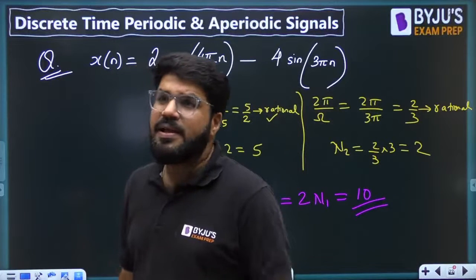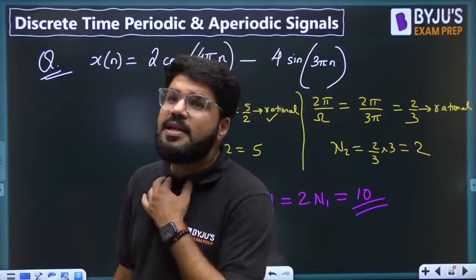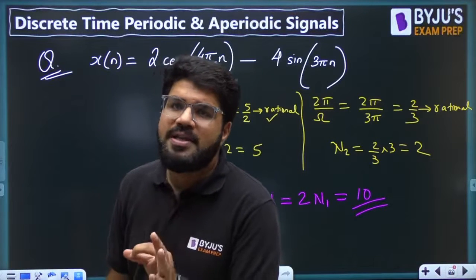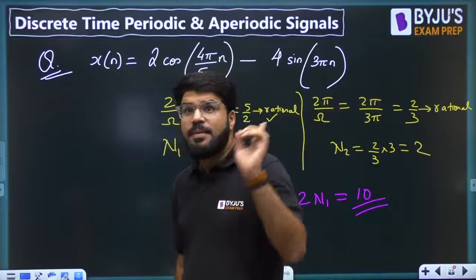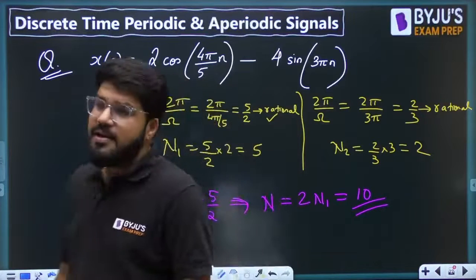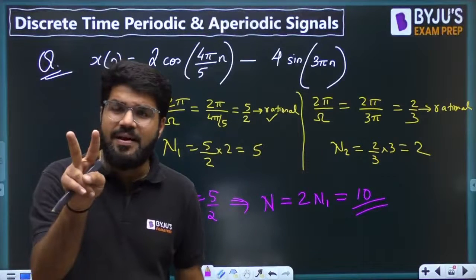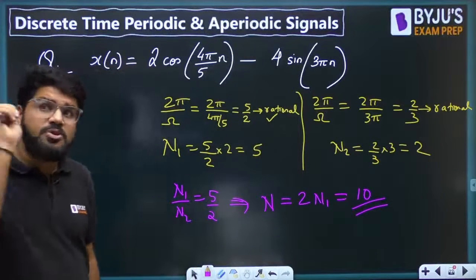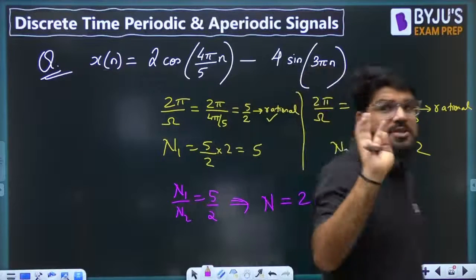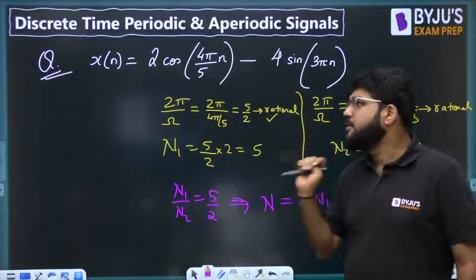So again I repeat, in the discrete time domain, whenever you add two periodic signals, the result is always periodic. The same doesn't happen in continuous time. But in DT, if both are periodic, then the addition or subtraction of them is always periodic. The ratio test always satisfies here.